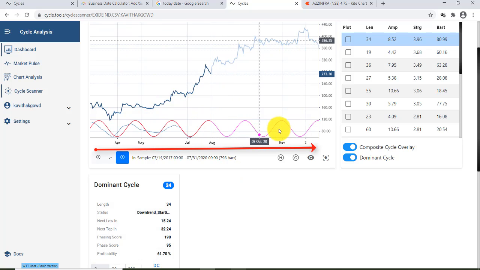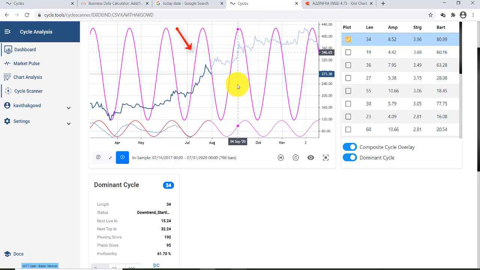See, this line represents the longest cycle, and this one represents the shortest cycle. We are at the date 31st July. So here in the longest cycle it is showing it has reached the peak, and from here it is going to move downwards. So like this it will move.